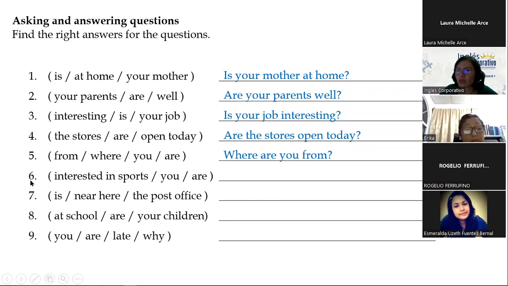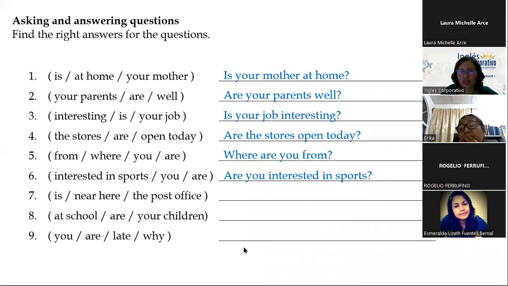Okay, what about number six? Ah, okay, very good. Excellent. Okay, are you interested in sports, right? Are you interested? You can say interested or you can say interested. Las dos pronunciaciones están correctas, solo que una es British English y la otra es North American English. Are you interested or are you interested, right? So then what about the next one? What about number seven?